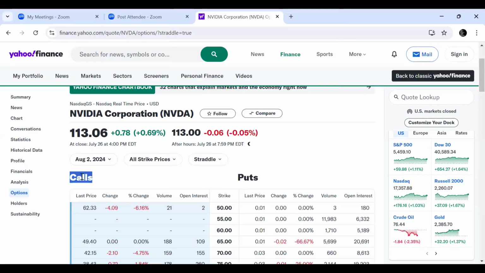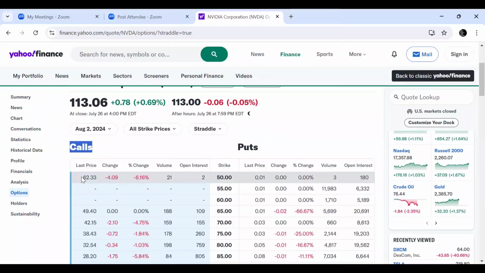What is a call option? This gives the buyer the right, but not the obligation, to purchase the underlying stock at a specified price within a certain time frame. Whereas a put option gives the buyer the right, but not the obligation, to sell the underlying stock at a specified price within a certain time frame. In simple words, the people on the call side expect the stock to rise, and the people on the put side expect the stock to fall.